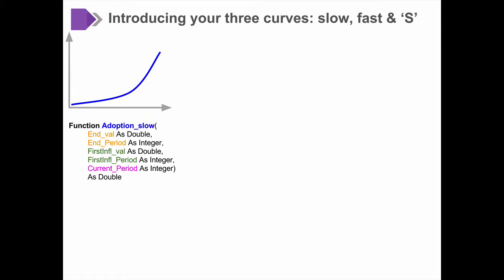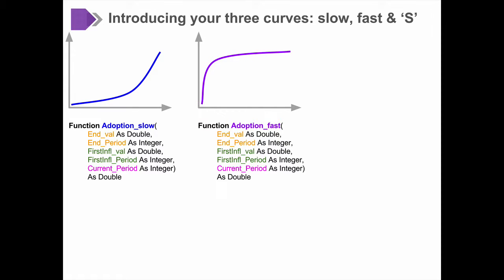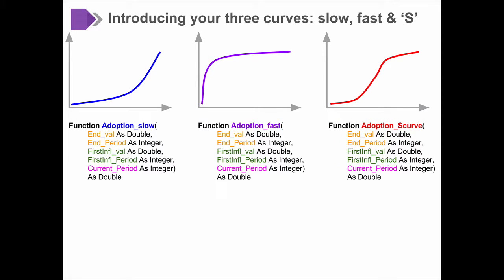Introducing your three new curves: slow, fast, and S. The adoption slow curve is going to use exactly the same logistics curve parameters we've just defined, but make some within-algorithm changes to adjust for the amplitude and location of the curve. The fast curve will take the same approach with the same input parameters, but make alternative adjustments to give you the top half of the curve. And the adoption S-curve is the one we've already defined.